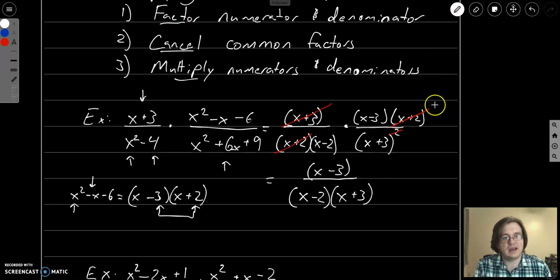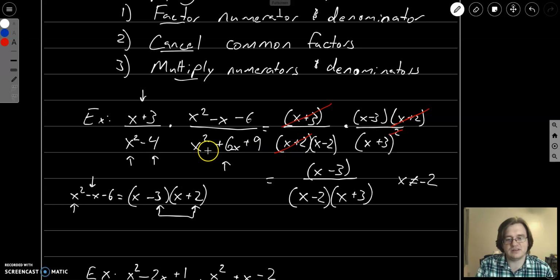put everything together. Now, what's important is to remember what should be in the domain here. So notice that we canceled a factor of x plus 2 from the bottom, and now it's no longer on the bottom. We should remember that we can't divide by 0, so in particular, I don't want x to be equal to negative 2. If x was equal to negative 2 and I plug that in, I would be dividing by 0. Even though it doesn't show up in the final fraction, I have to remember that I canceled it earlier.